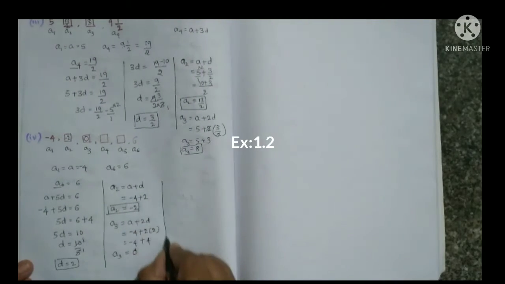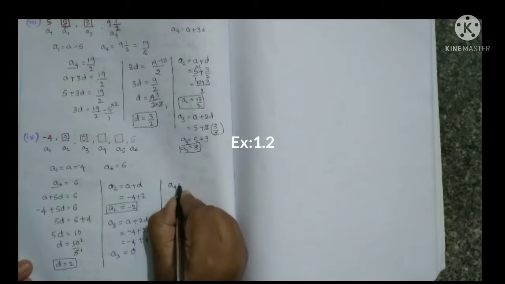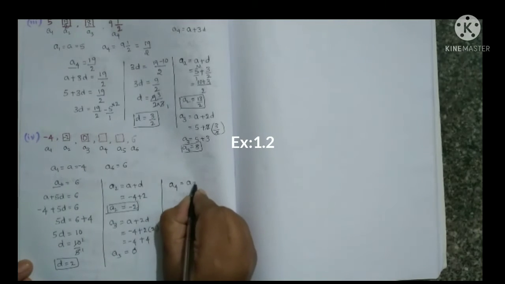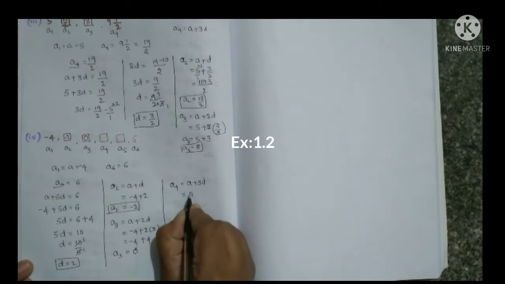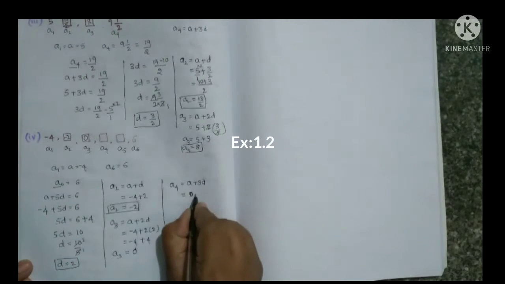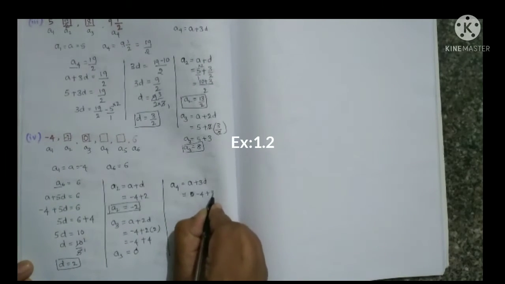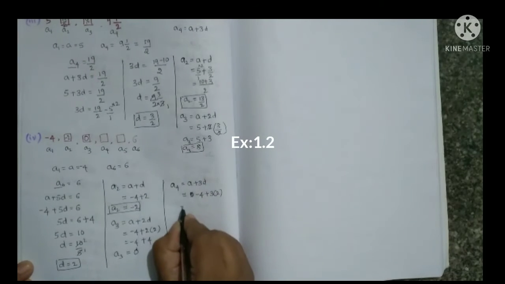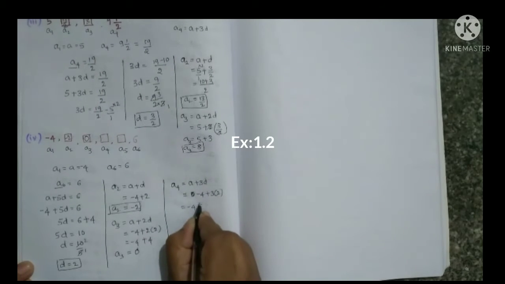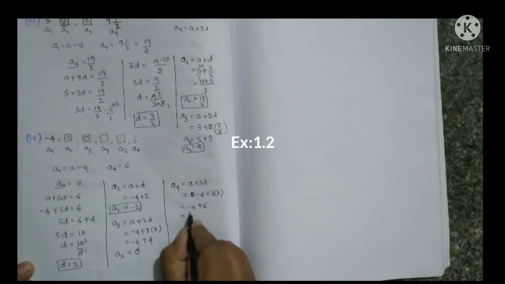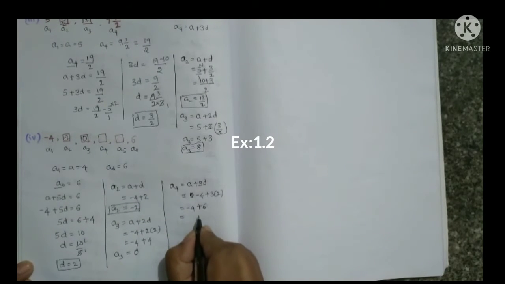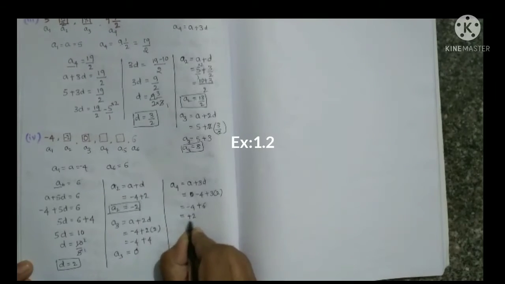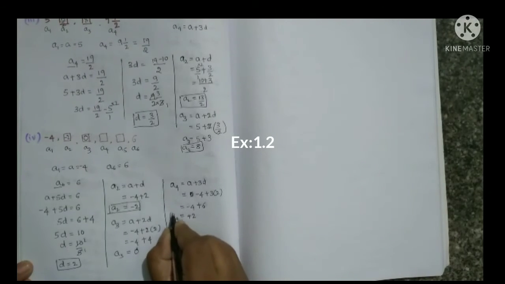Then we'll find A4. A4 equal to A plus 3D is the formula. A value, what do we have? Minus 4 plus 3 into the D value, which is 2. So minus 4 plus 3 twos are 6. Now minus 4 plus 6, you have to subtract it. Here the bigger number contains the plus sign, so we'll get the answer as plus 2. So A4 is plus 2 here.